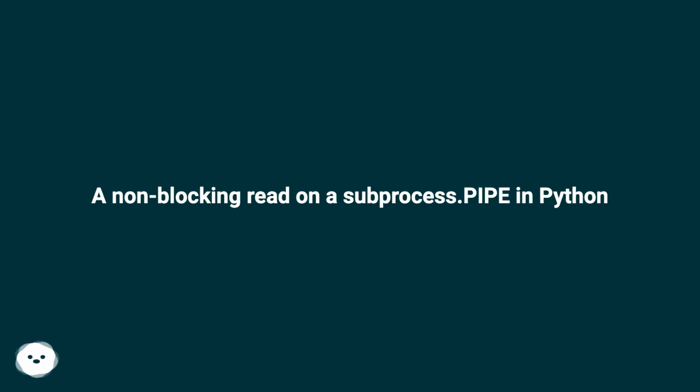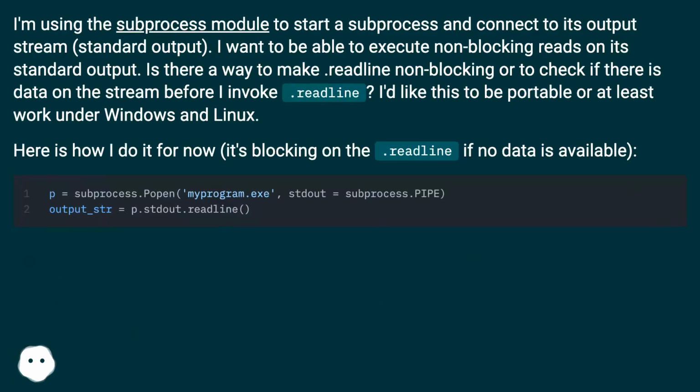A non-blocking read on a subprocess.PIPE in Python. I'm using the subprocess module to start a subprocess and connect to its output stream, or standard output. I want to be able to execute non-blocking reads on its standard output. Is there a way to make .readline non-blocking or to check if there is data on the stream before I invoke .readline? I'd like this to be portable or at least work under Windows and Linux.